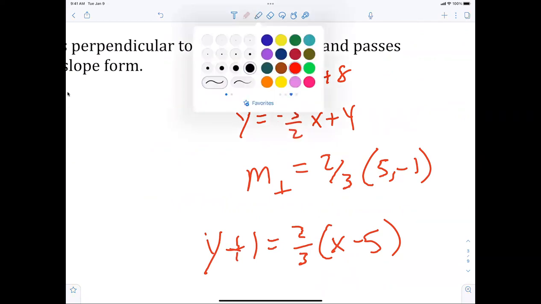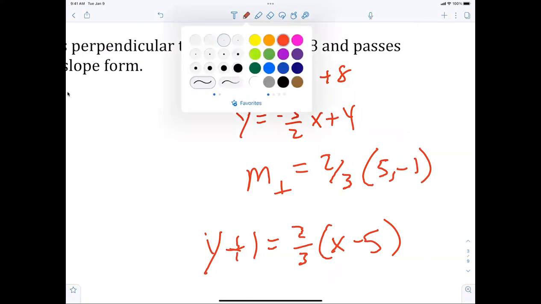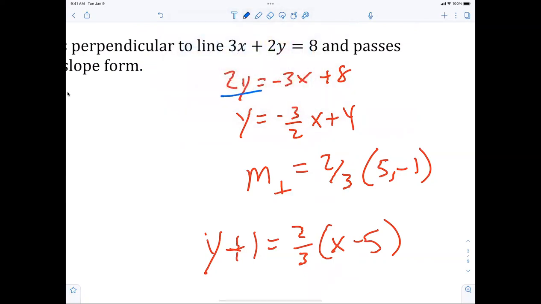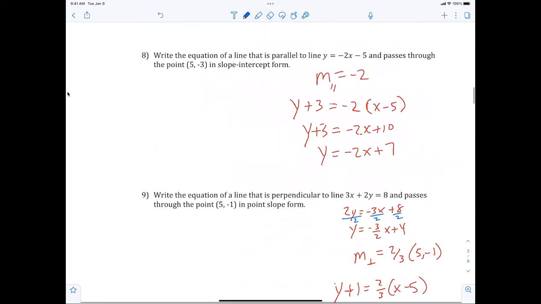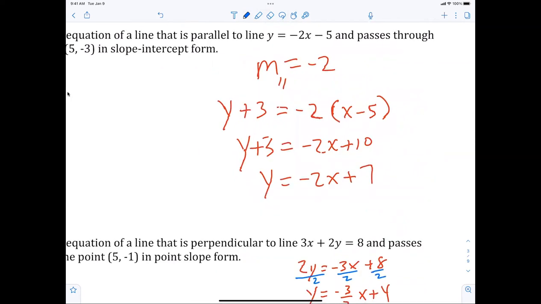But for the parallel one, we didn't do that. I'm sure we did. Which one is the parallel? The one above it. Okay, I get it now. You see it, you sure, right? Yeah. The first one is already solved for y, so you didn't have to do any work to find the slope.